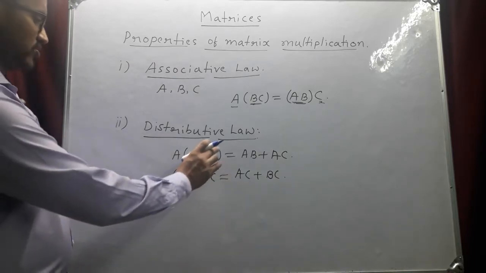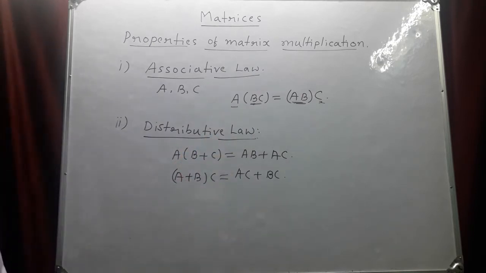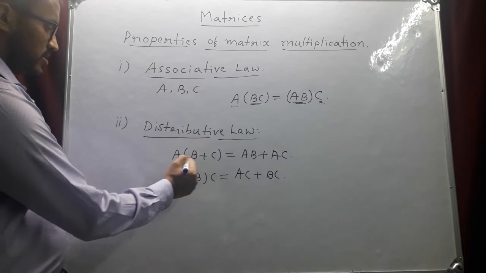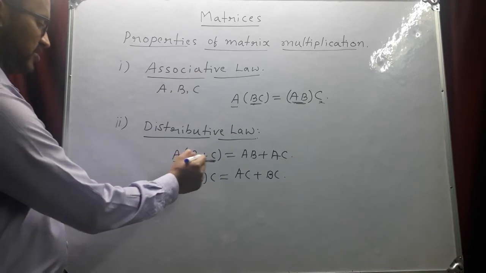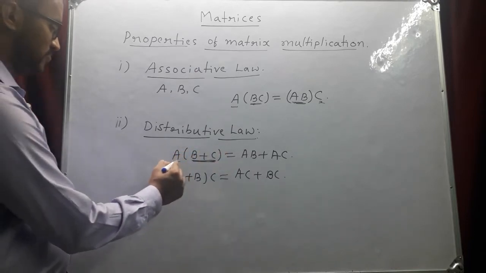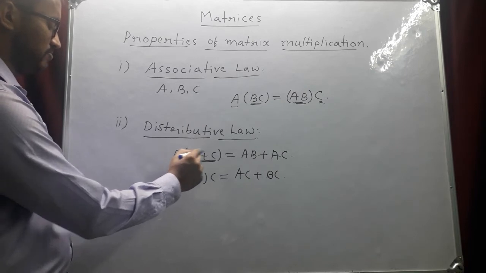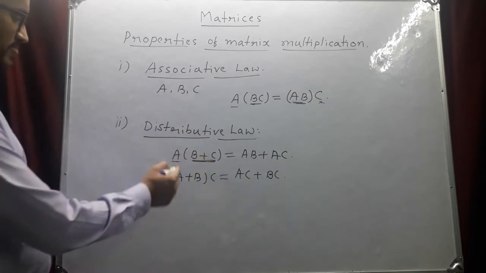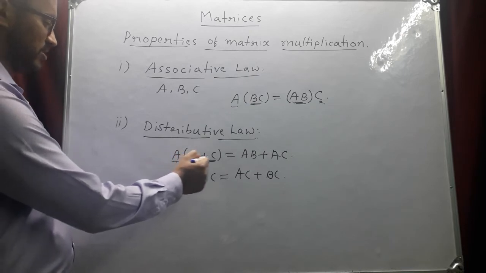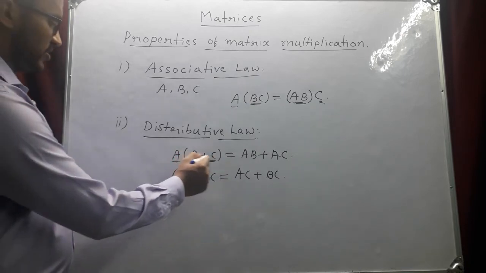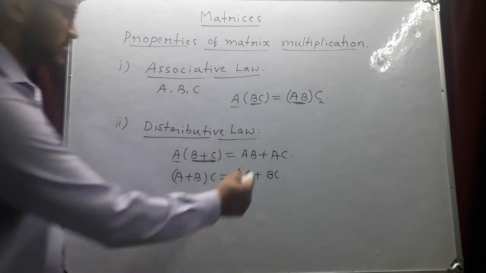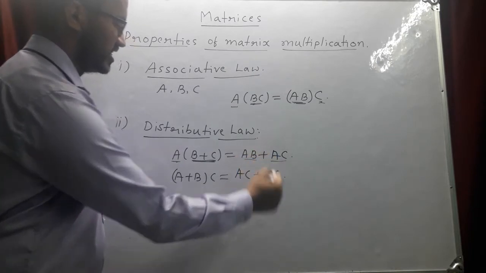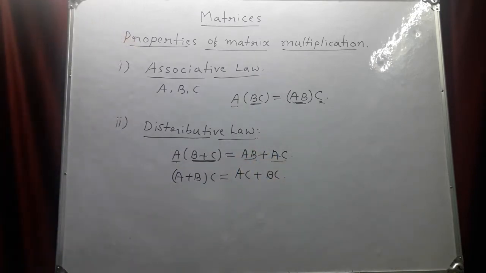Here also we have to remember that both sides of the equality should be defined. It should be possible to find the sum first. B plus C means both should be of the same order. Again, it should be possible to find the product A into B plus C, which means the number of columns in the matrix A should be equal to the number of rows in the sum of these two matrices. Everywhere the multiplication as well as addition should be defined. Then it follows the distributive laws.